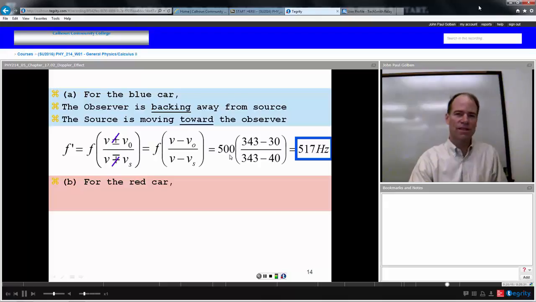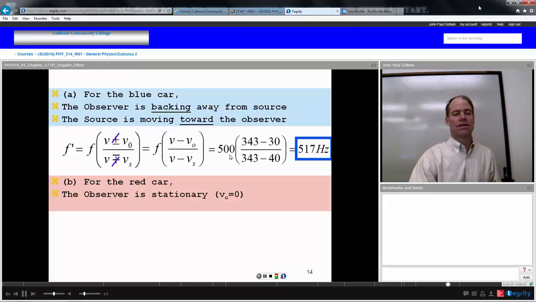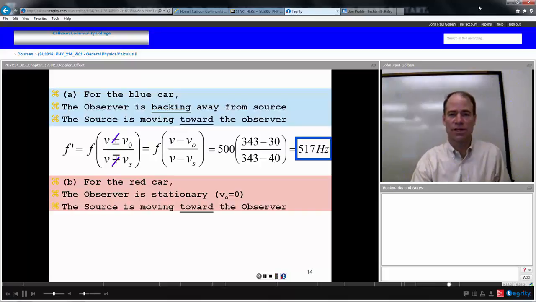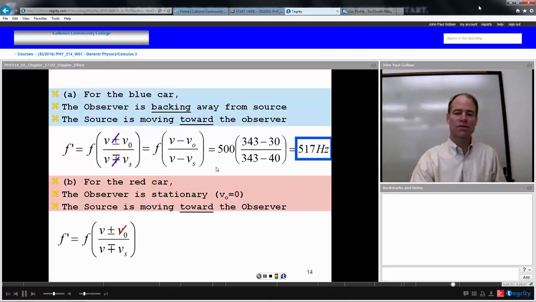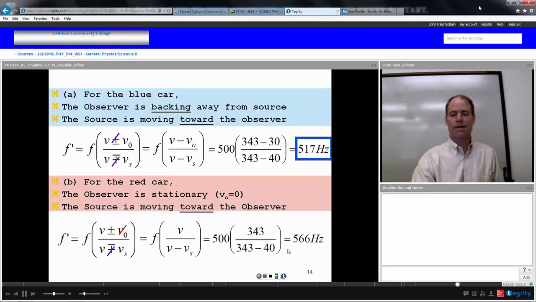What about this red stationary car? Now the velocity of the observer in this case is 0. The source is still moving toward the observer, towards the stationary car, so that will still be a minus sign for the top minus sign in the denominator. So the observed frequency for the red car will be the velocity of sound 343 plus or minus 0 over 343 minus 40 for the velocity of the source. So this is going to give us an observed frequency for the red car of 566 hertz.